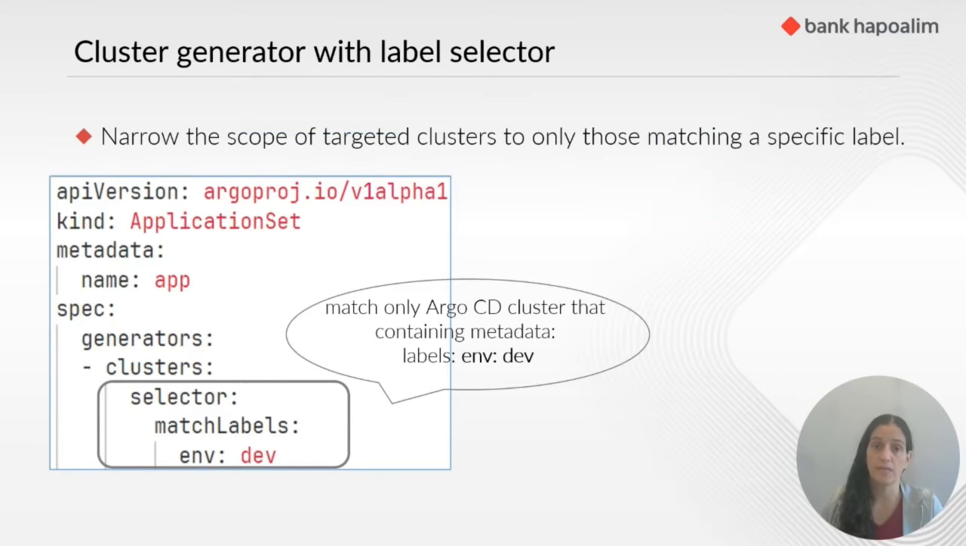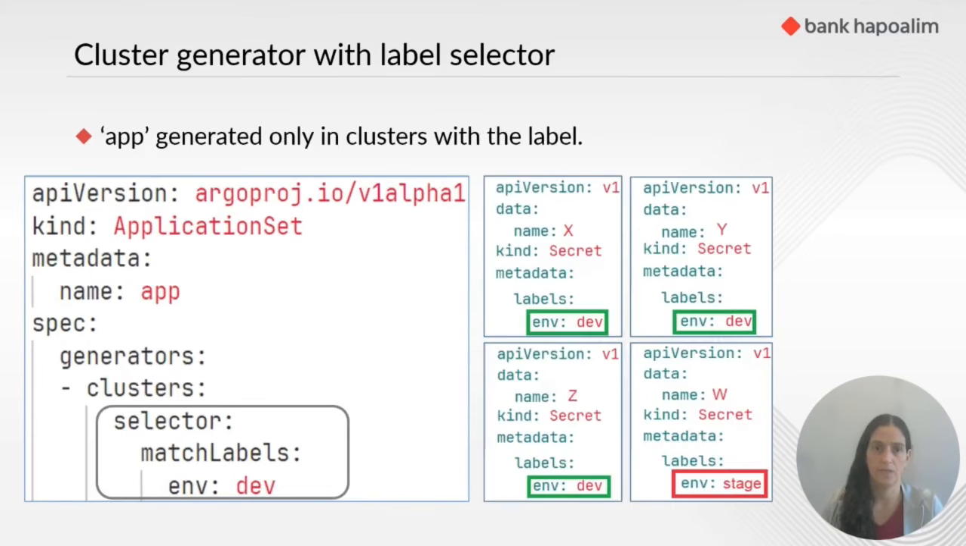We also use a label selector, which gives us the ability to narrow the scope of the targeted clusters to only those that have the matching special label. We use this ability to separate the application configuration according to the cluster environments. In the example here, the app will be created only in clusters that contain the label env-dev in their secret, but won't be created in clusters that don't have this label.